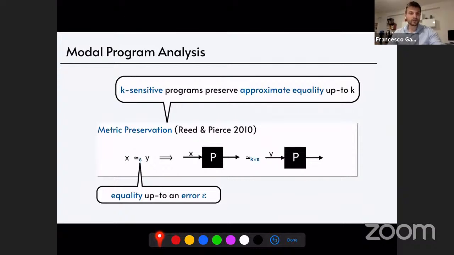And similar situations happen if you look at program sensitivity, where we now have the notion of metric preservation, which has been introduced by Reed and Pierce, which formalized this idea that a program is k-sensitive, again in a relational way, by saying that whenever two inputs are equal up to an error epsilon, and we pass them to a program P, then the outputs should be again equivalent up to an error k times epsilon.